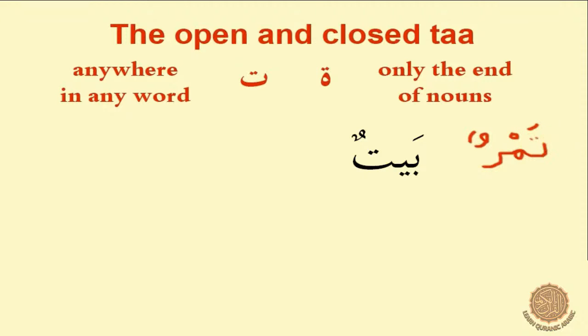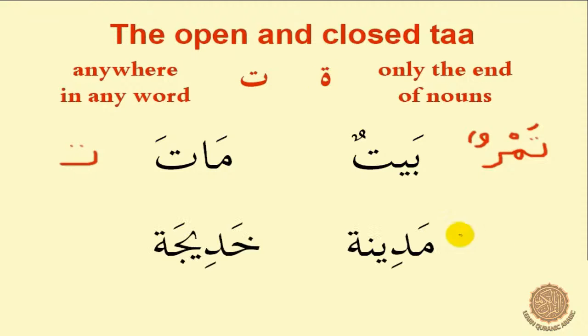We also have, for example, a verb here, mata, which means he died. And ta can also occur alone as a particle. And one of its usages is particle of swearing an oath. Now with the ta marbota, the closed tat, we have the following words. So you notice here the ta marbota at the end of the word. And this is one thing about the ta marbota.